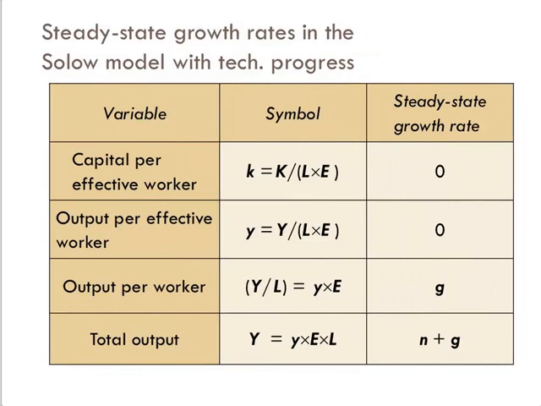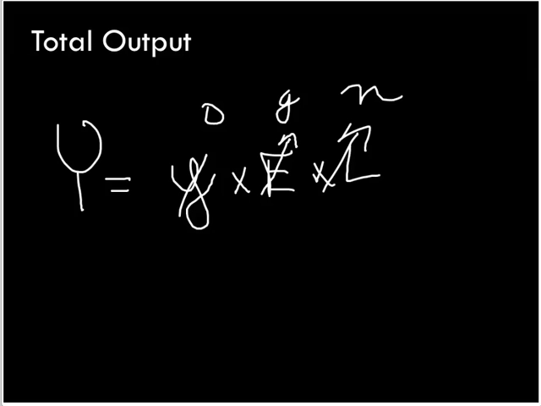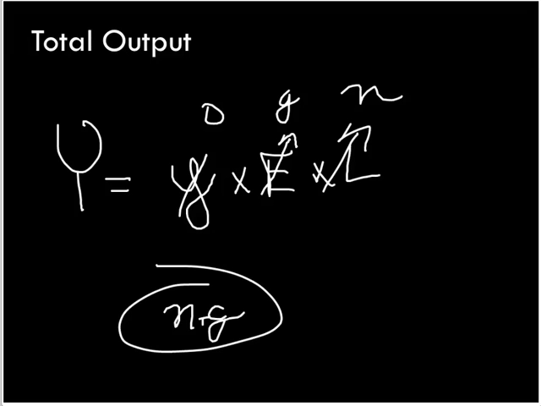Next, the growth rate of total output. If I want total output, I want Y, which equals what? Little y, which is big Y divided by L times E, and I better multiply by E to get back output per worker, but then I better multiply by L to get output. Now I know that this guy grows at rate 0, this guy grows at rate G, this guy grows at rate N, and so the growth rate of output is what? N plus G. All right, that's the growth rate of output.